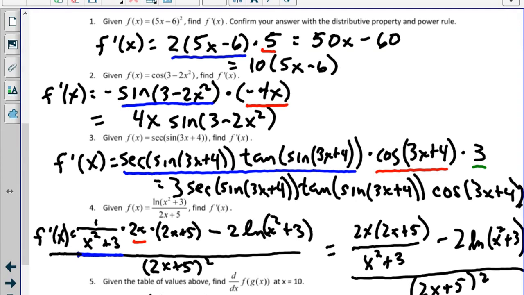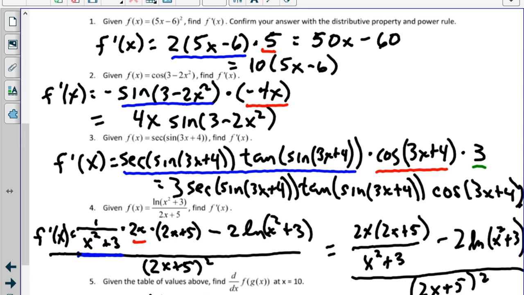So here are the answers. The first one, f prime of x is equal to 50x minus 60. What you'll notice in all of these answers is that I tried to underline the first part of the chain rule derivative. So like the derivative of the outermost layer, I tried to underline that in blue. And then the second layer I'd underline in red. And the third layer I underlined in green. There's only one problem that has 3 layers, and that's number 3.